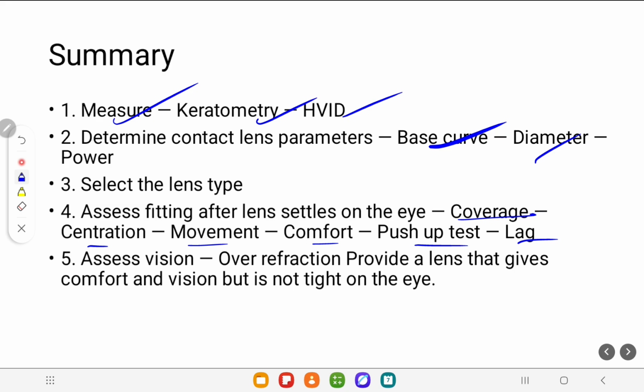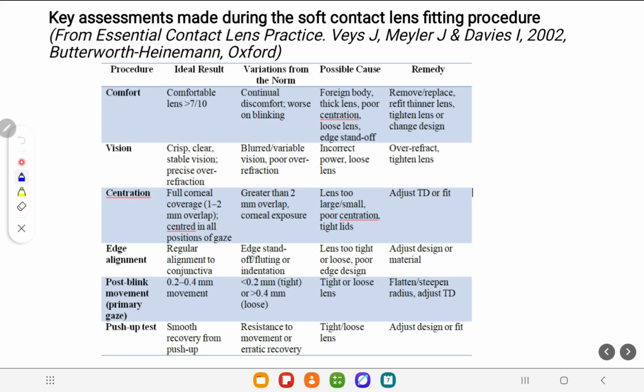Assess the vision. Definitely, over refraction is one of the major parts of what we do, and vision, and not tight on the eye. So this again came from the same paper. So what are the things that are important? Comfort must be greater than 7, subjective out of 10.